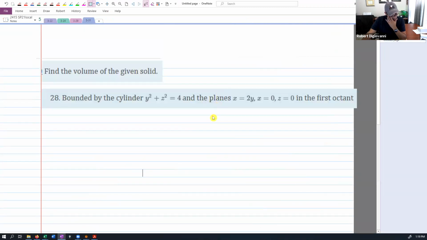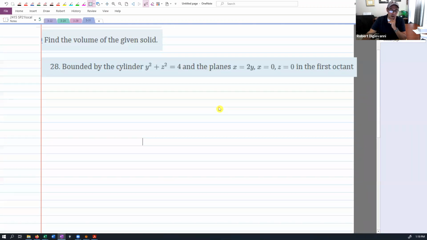Okay, find the volume of the given solid bounded by the cylinder y squared plus z squared equals 4, the planes x equals 2y, x equals 0, z equals 0 in the first octant. Okay, let me try and draw. So here's my 2D, here's my 3D.